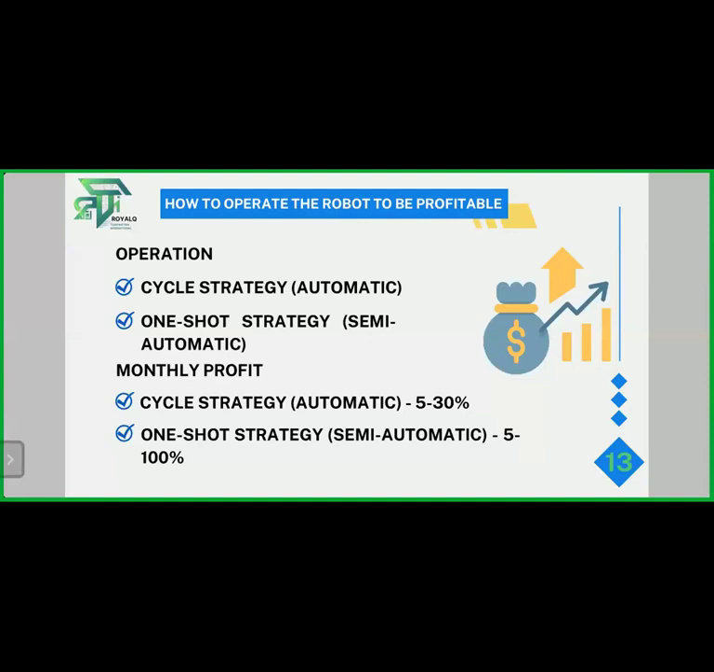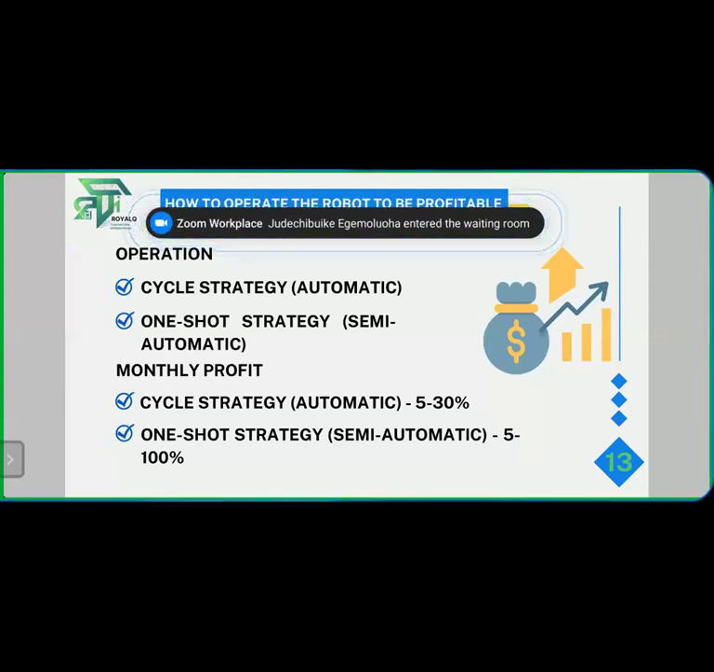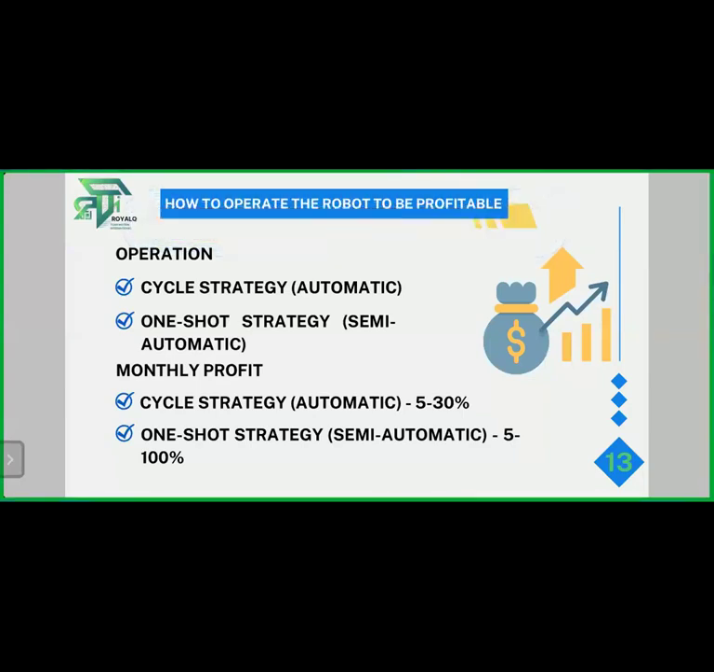The next strategy that we have is what we call the one-shot strategy. And what is this? Just like the name implies, it simply means a one-time trade. It simply means a one-time instruction given to your Royal Q-Bot. You are simply telling your Royal Q-Bot, for example, please purchase this coin for me at $200. When it gets to 500, please sell in profit for me.